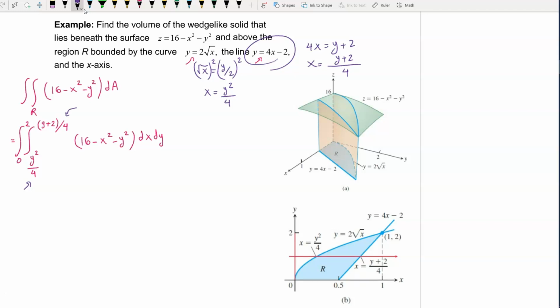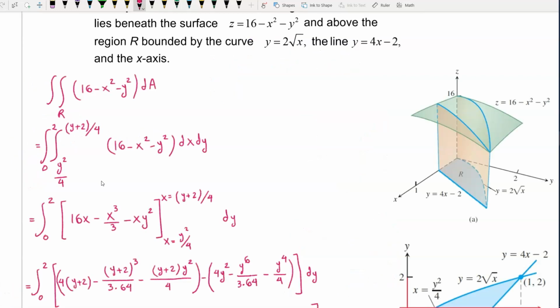So using this horizontal line, this is what we have for y equal to 2 times square root of x. And here is y equal to 4x minus 2. And so we solve for x, from here to here. And so that is for x. And what we have for y is from 0 up to this point, which is 2.